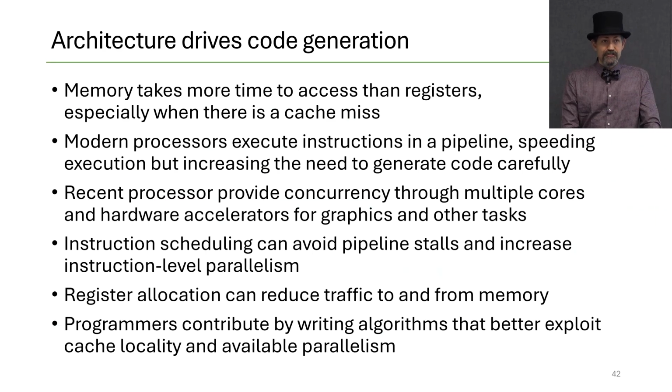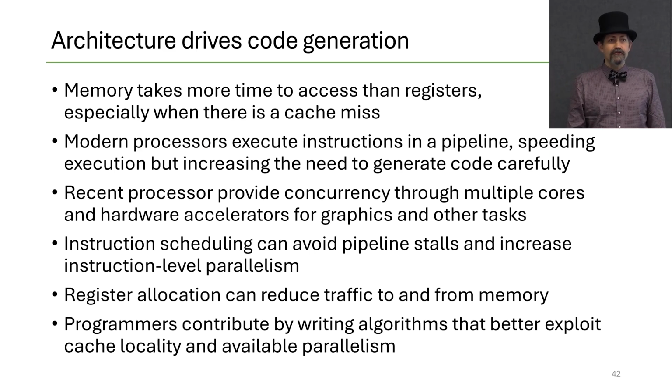So to sum up our conversation about architecture, we've learned that memory takes more time to access than registers, especially when there's a cache miss to memory. And cache hierarchies are able to speed up access to memory over what would take if we went to main memory. Modern processors execute instructions in a pipeline, which speeds execution, but increases the need to generate code in a careful way so that we don't have stalls in that pipeline.